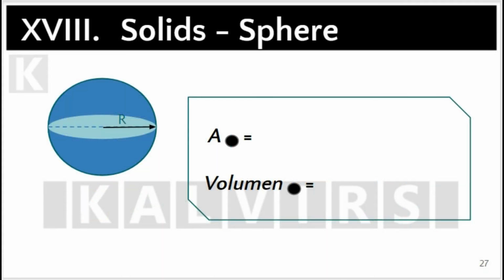A sphere is like a 3-dimensional circle. The distance from any point on its surface to its center is called radius. The area of a sphere can be calculated with the following formula: 4 times pi times the radius squared. And the volume can be calculated by the following formula: 4/3 times pi times the radius cubed.